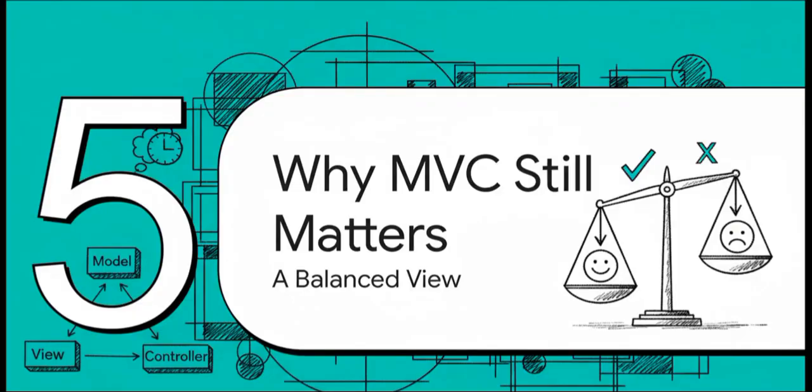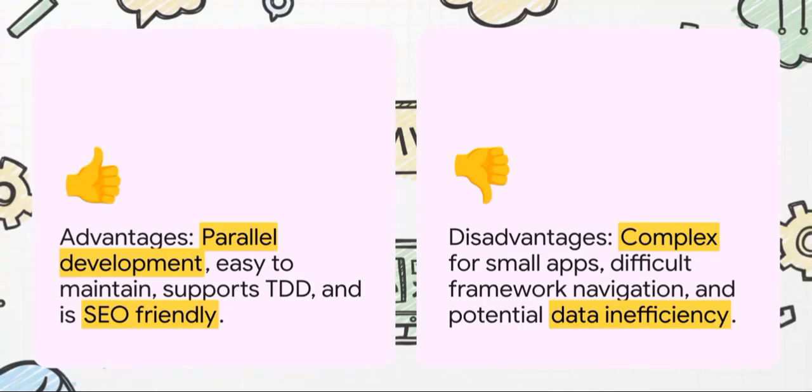So this pattern has been around for a while now. Why are we still talking about it? Well, let's take a look at its impact today and try to get a balanced view, the good and the not so good. The upsides are huge, especially for big teams. Because everything's separate, your UI designers can work on the view at the exact same time your backend engineers are working on the model. But it's not a silver bullet. For a really simple one-page website, using a full MVC framework can feel like using a sledgehammer to crack a nut. It can definitely add complexity you just don't need.